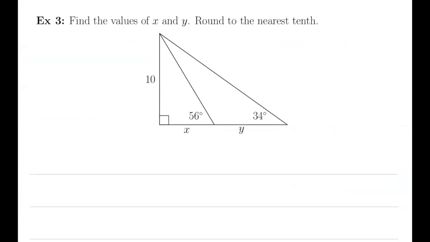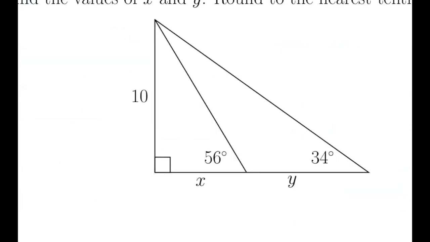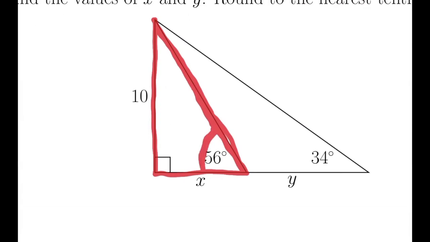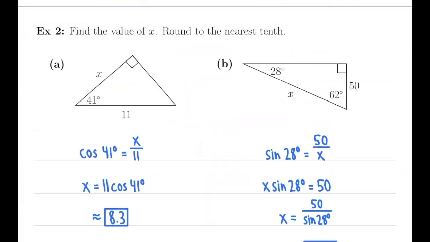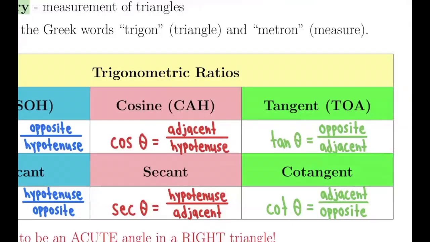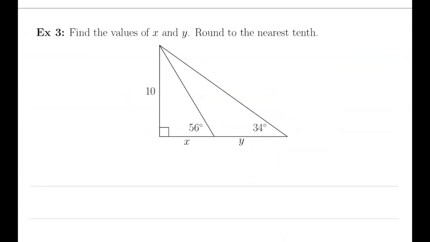Let's find the values of x and y now. So to find x, all we need to do is look at this triangle right here. If we're using the 56-degree angle, x is the side adjacent to that angle, and 10 is the side opposite that angle. So which trig ratio should we use to find x? Well, going by SOHCAHTOA, we should go with tangent. Tangent's the only one, also cotangent, I guess, that doesn't have the hypotenuse in it. And since we don't know the hypotenuse of the triangle, that'd be the easiest to use. Absolutely, so we're going to use tangent.